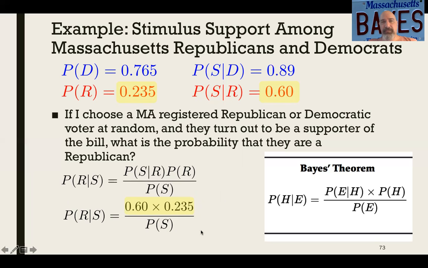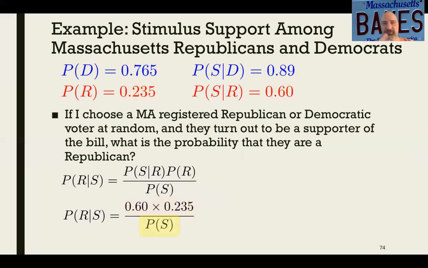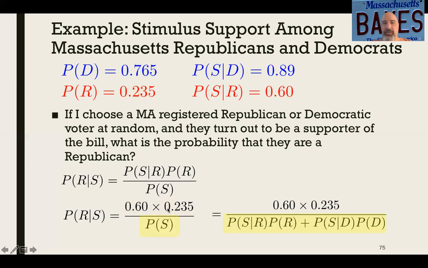Now, the problem is I don't have, in my four bits of information up there, the probability of S. I don't have the overall probability of support. If I draw someone at random from the population of Republicans and Democrats, what's the probability that they support the COVID stimulus bill? I don't have that. I have pieces of it that I can put together. That's where the law of total probability comes in. That's really the most complicated piece of certain versions of Bayes' theorem where you don't have that denominator already.